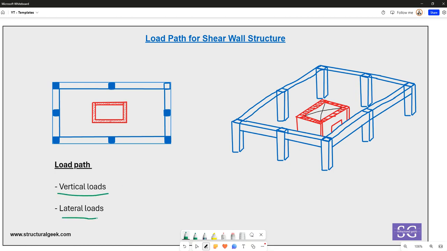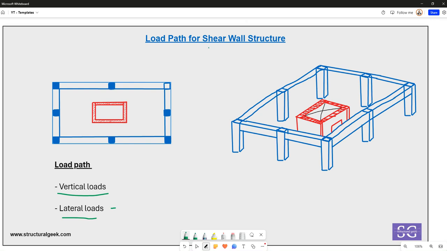Vertical loads mostly come from the dead load of the structure, the superimposed dead load, the live load, or a snow load, or any other vertical load that you could possibly have. Lateral loads basically come from the wind load on the building, the seismic load that could act upon the building, the earth pressure acting on the building, or any other lateral force that is possible in the horizontal directions.